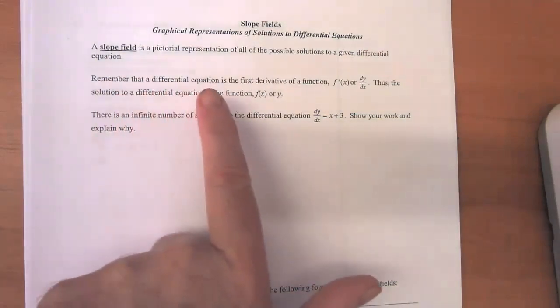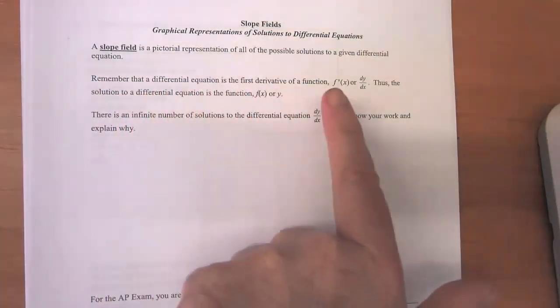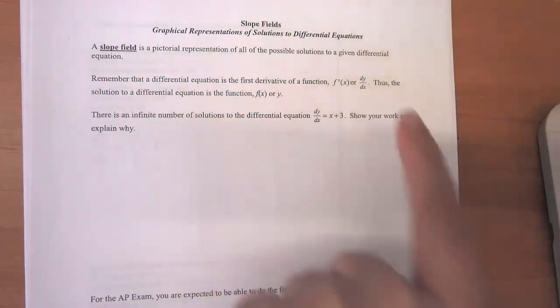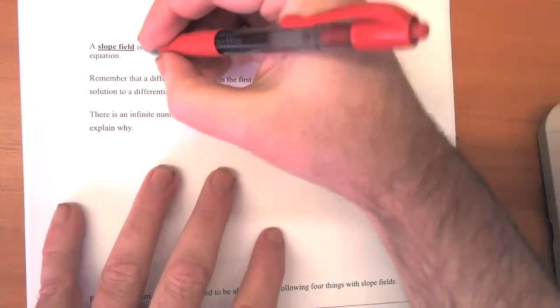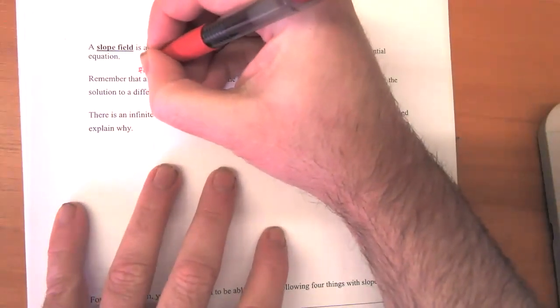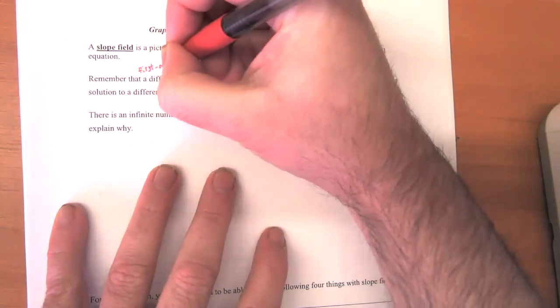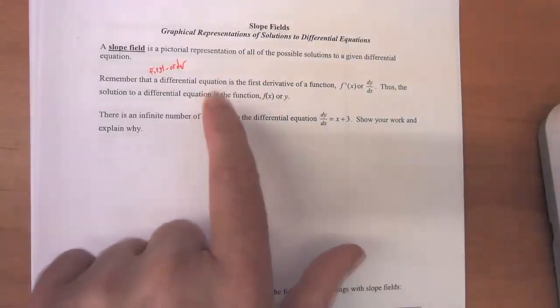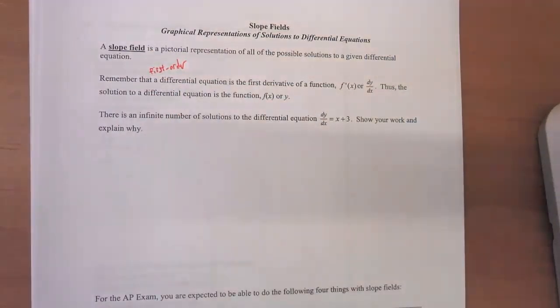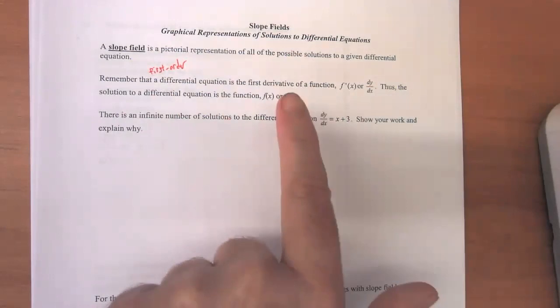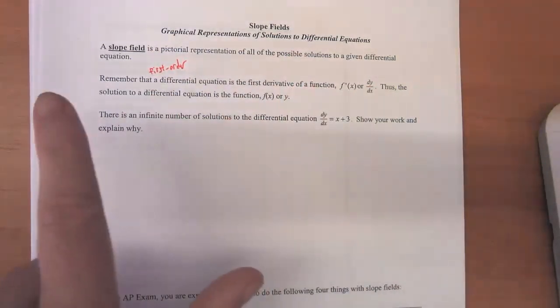So remember that a differential equation involves the first derivative of a function: f prime of x or dy/dx is equal to something. This is what we would call a first order differential equation. There are actually fancier differential equations that deal with the second derivative or the third derivative of a function. They get more complicated. We're just not going to touch them in this class.